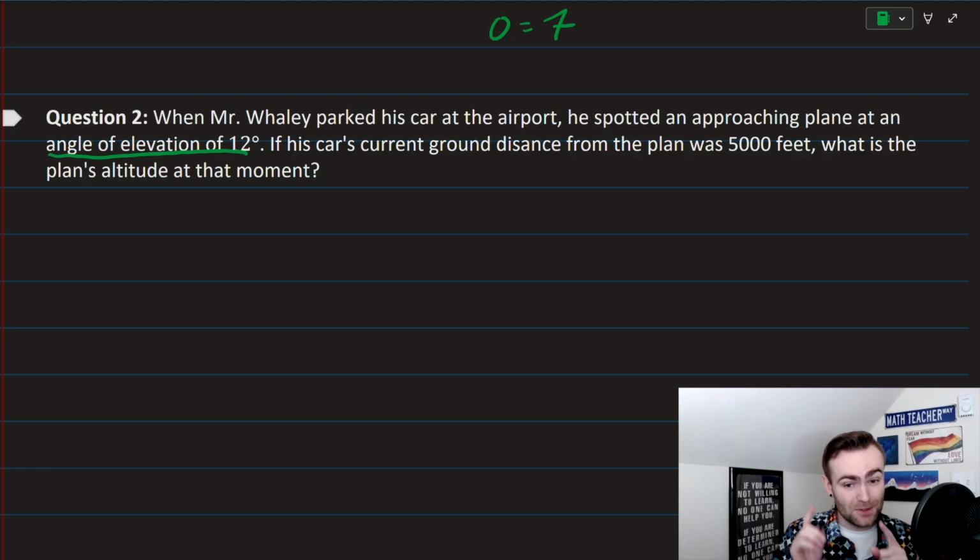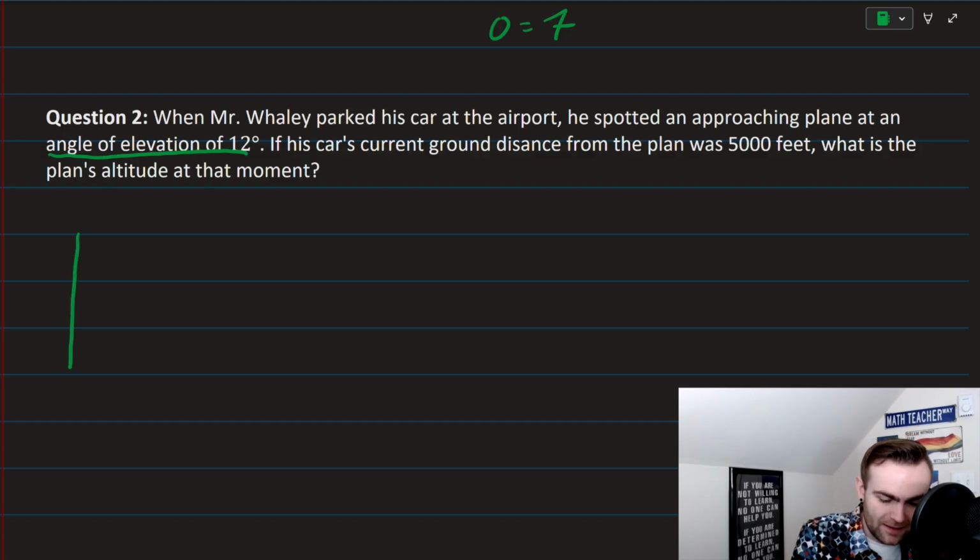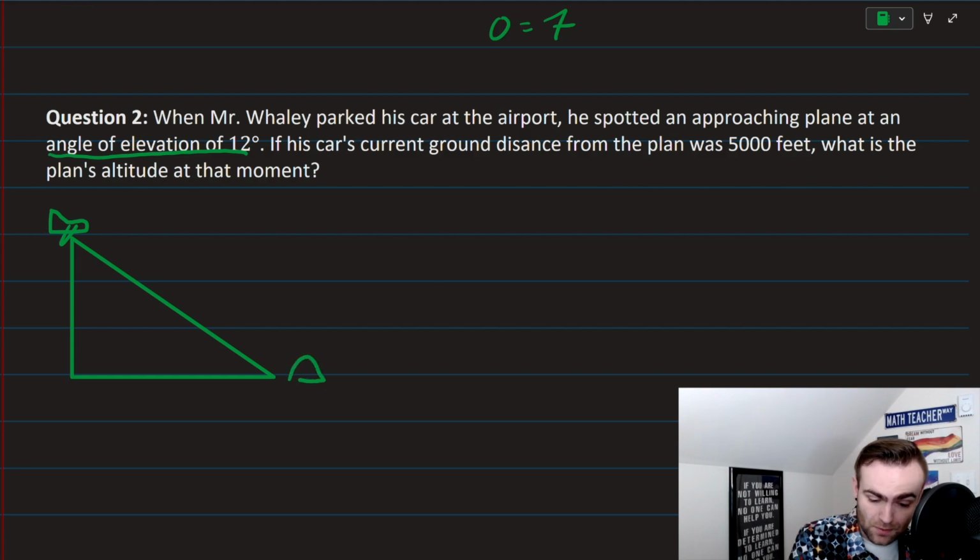And since we weren't given a picture, let's draw one. We have a right triangle being described. Our plane is here, so we can draw like a little plane if we want to. Beautiful. And then Mr. Whaley's car is here, so we'll just put a little blob there with wheels for the car. We have an angle of elevation of 12 degrees. The angle of elevation is formed with the ground going up. So it's always formed with the ground. So this angle here is 12 degrees. And it says that the car's current distance on the ground is 5,000 feet. So this is 5,000 feet.